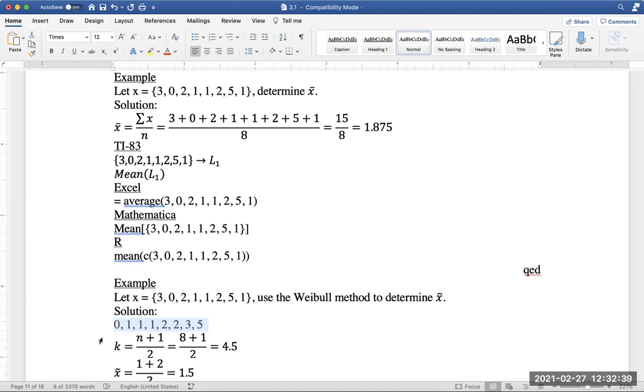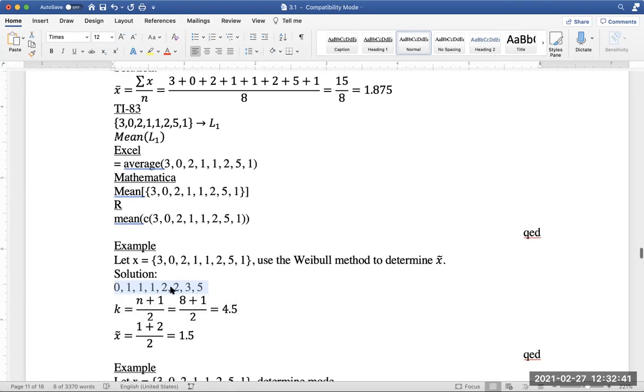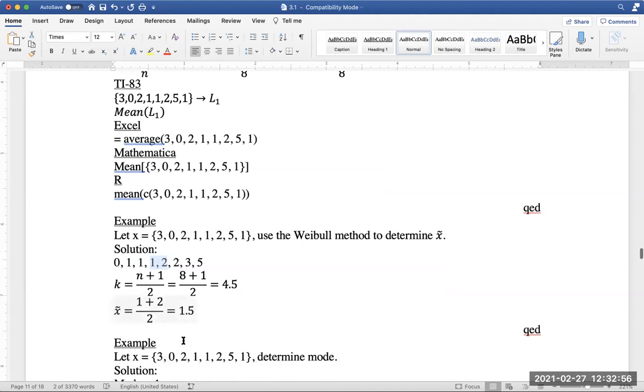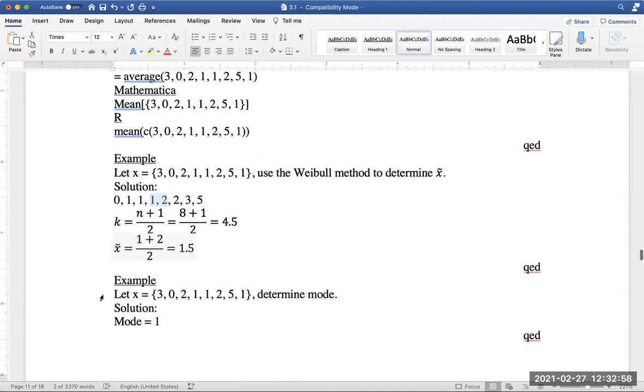0, 1, 1, 1, 2, 2, 3, 5. So I've sorted my data. There are 2, 4, 6, 8 numbers. 8 + 1 is 9, divided by 2 is 4.5. 1, 2, 3, 4. Halfway between 1 and 2 is 1.5.